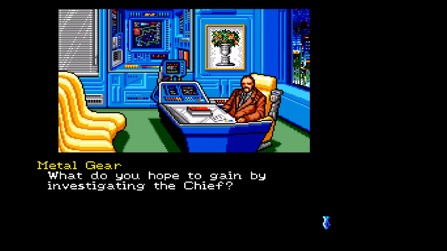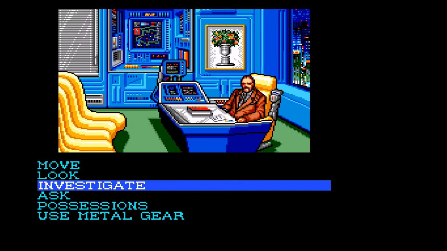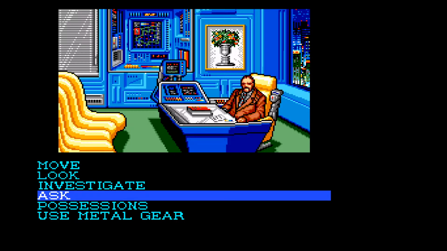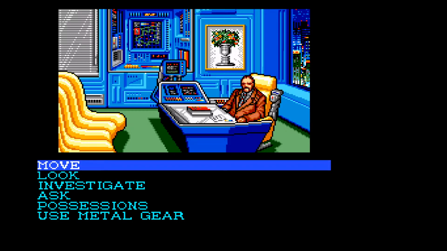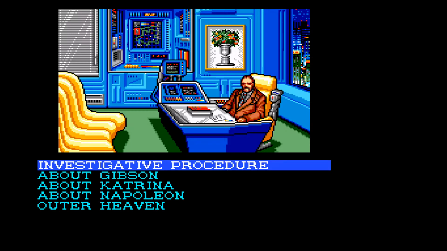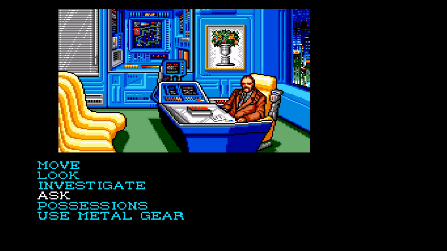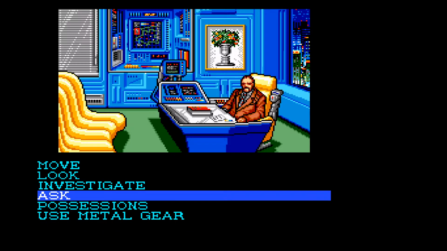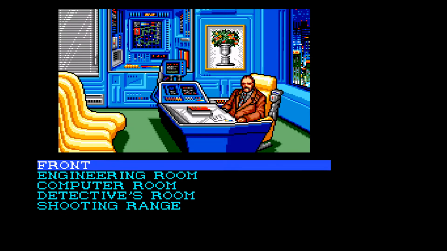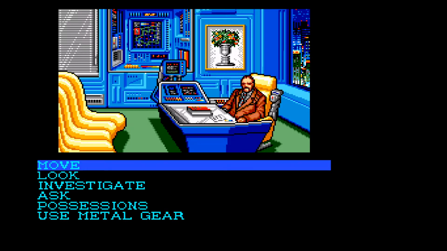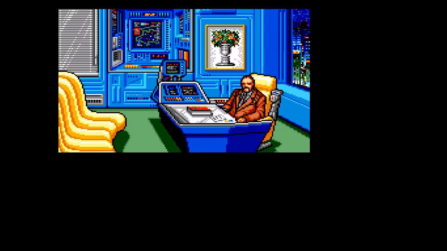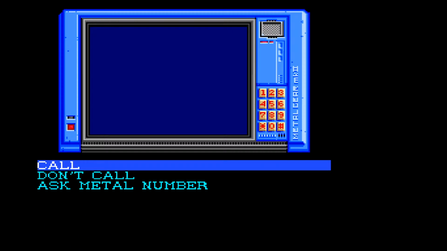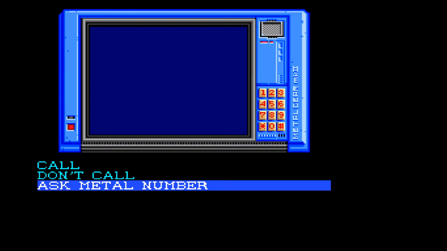What do you hope to gain by investigating the chief? I want to know this crooked bastard. I think that's about it in here. Wait. Oh yeah, he already... Wait, what? Oh, fucking hell, I have to call the informant again. Shit. Now I can't remember. I think it was 395644, but I can't remember if that's the... Okay, I was right.